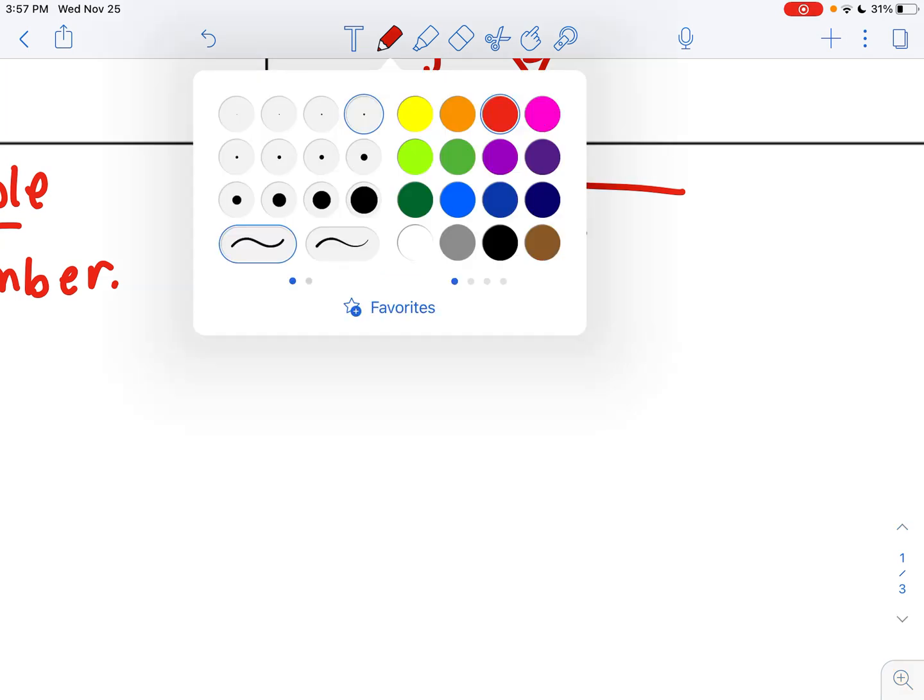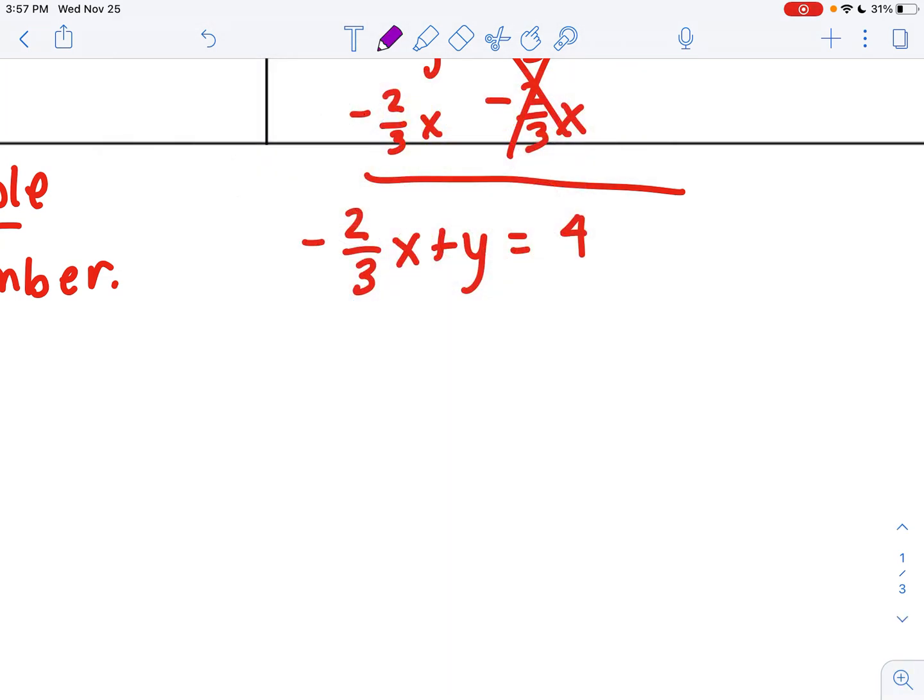So in order to get rid of this fraction, you're going to multiply every single thing, including the 4 on the other side of the equal sign, by whatever the denominator is. So your denominator is 3, okay? So you're going to multiply everything by 3. So I'm going to multiply this by 3, this by 3, and this by 3. Okay, so watch what happens.